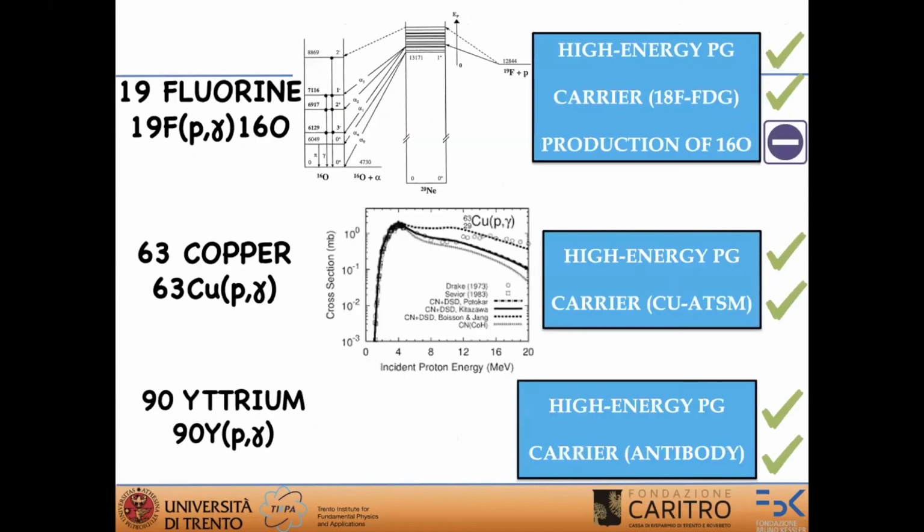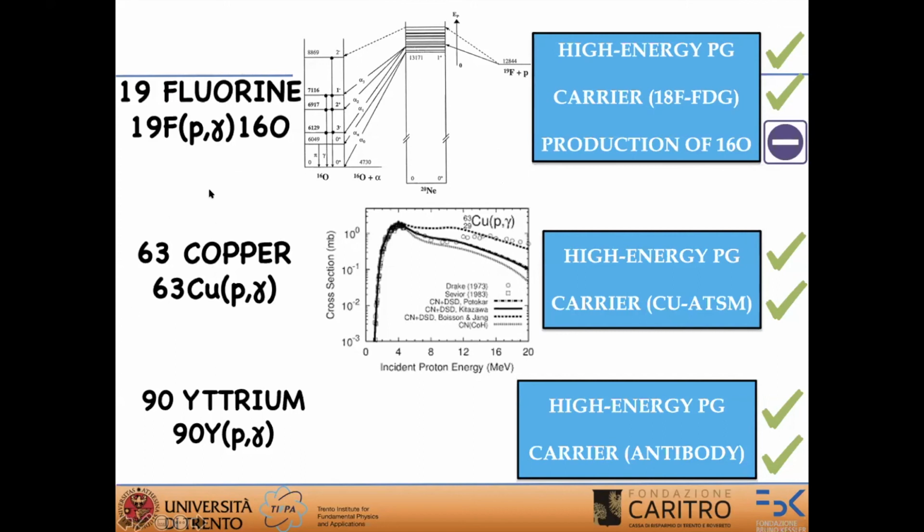One is fluorine. Why fluorine? Because fluorine is already used in diagnostics, and it has a carrier. Keep in mind that we want to load the tumor selectively, so only the tumor and not the healthy tissue. We've got to find something that targets the tumor. So in our case, the carrier is the FDG, which is already used in diagnostics. Fluorine has a plus: it produces high energy gamma of about 6-7 MeV.